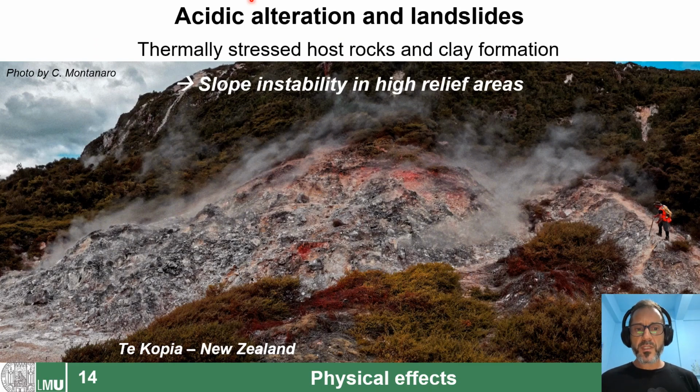In this example, again from New Zealand, but from another area called Tikopia, we see one consequence of the acidic steam alteration, where in this case the process occurred over a high relief area and on a very steep slope along the fractured zone that we can see here. So this is a cliff of about 80 to 100 meters in some spots, and it is along a very big fracture system.